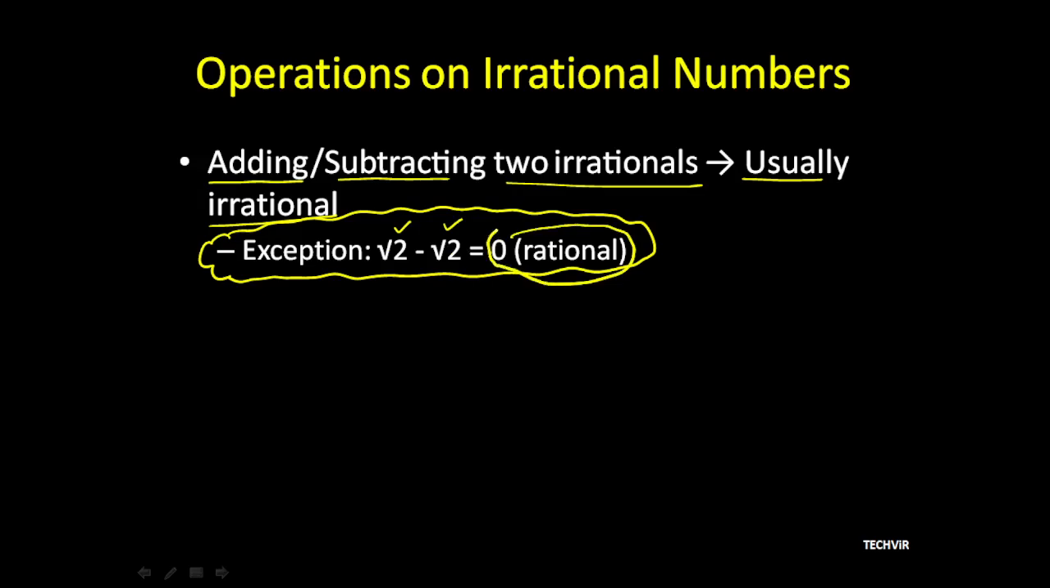So this is one exception in this addition subtraction rule, okay. But apart from this exception, what we can say is that addition of two irrational numbers or subtraction of two irrational numbers will always give you an irrational number, okay. So this you have to memorize.